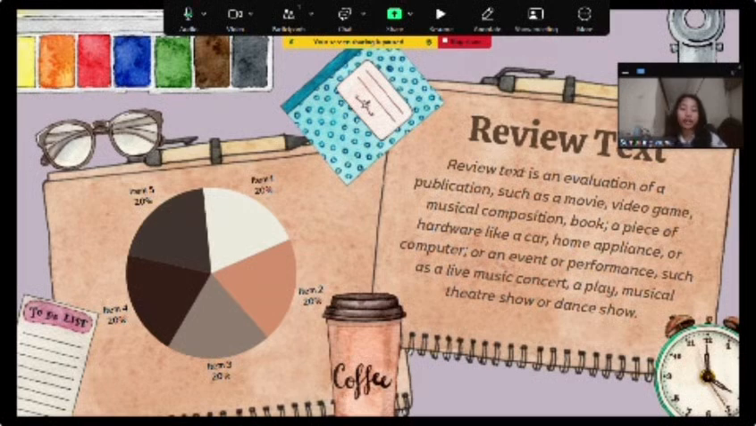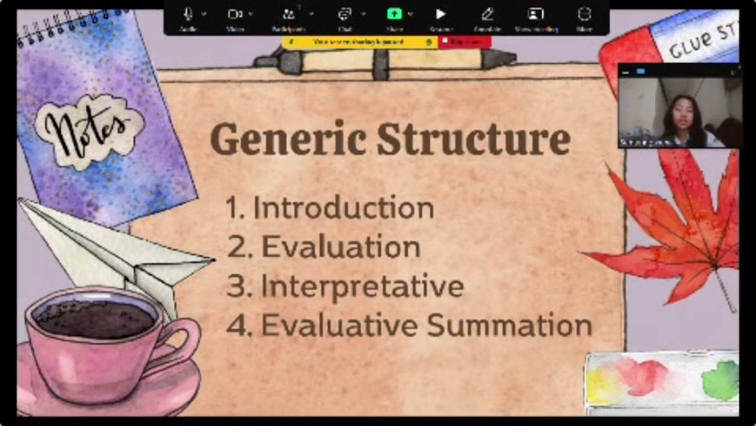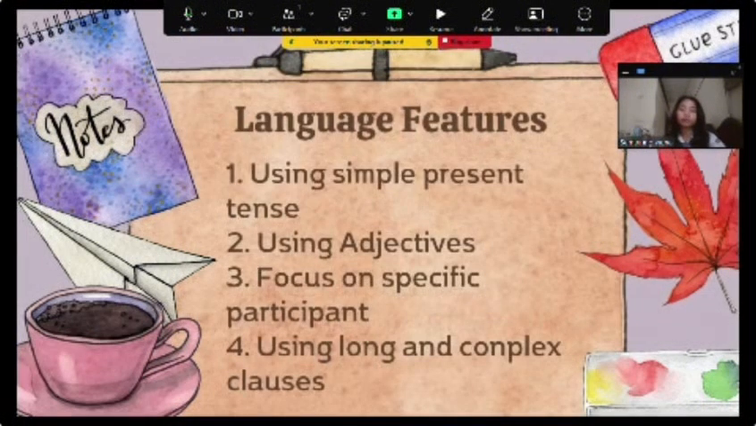Next material is review text. Review text is an evaluation of publications such as a movie, video game, musical composition, book, piece of hardware like a car, home appliance, or computer, or an event or performance such as a live music concert, a play, musical theater, show, or dance show. The generic structure of review text is introduction, evaluation, interpretative recount, and the last evaluative summation.